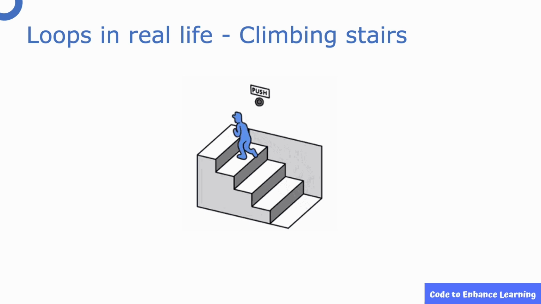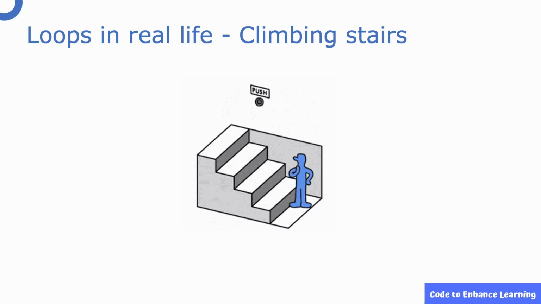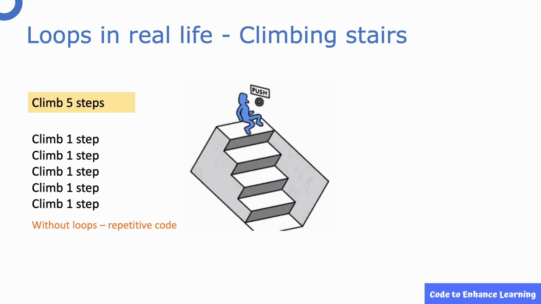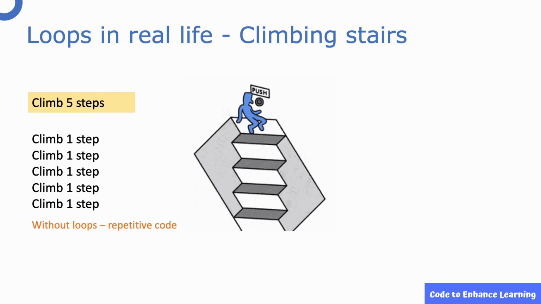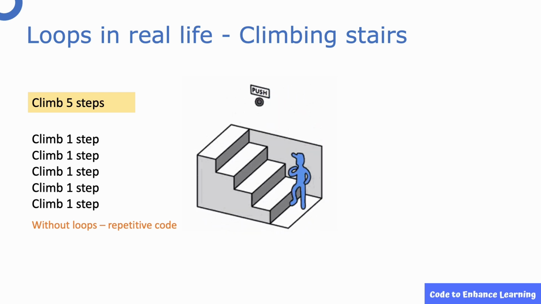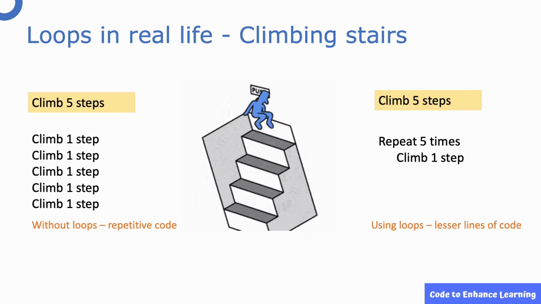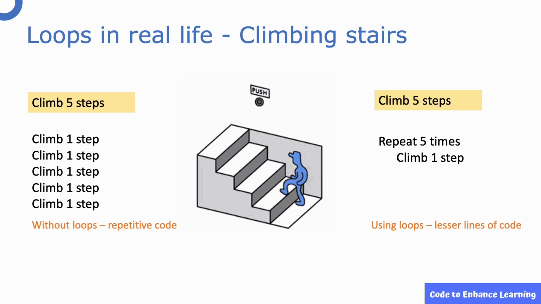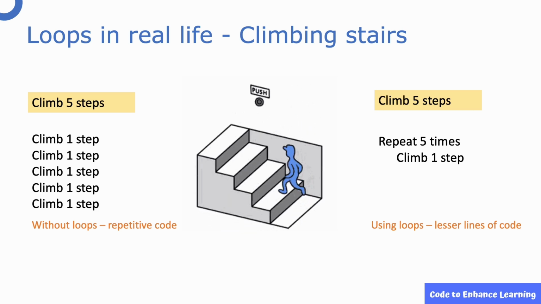We all climb stairs, right? What we do is we first climb one step and then repeat the same action 4 more times to climb a total of 5 steps. If I were to write a code for doing this, I will need to write the same instructions 5 times, right? Now suppose we have a new block which helps us to repeat an action multiple times. I will use that block to repeat my instruction as many times as I want. In this case, I use the repeat 5 times code block to repeat my instruction 5 times. Isn't that cool?